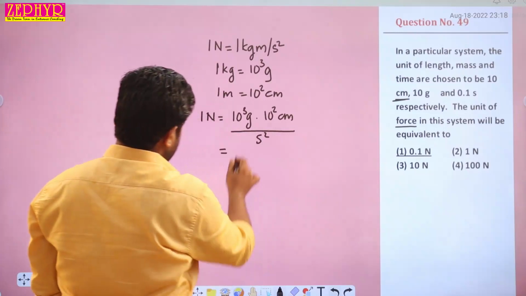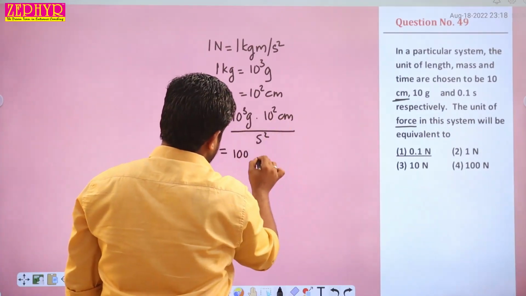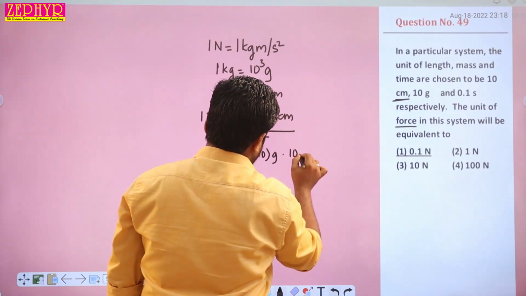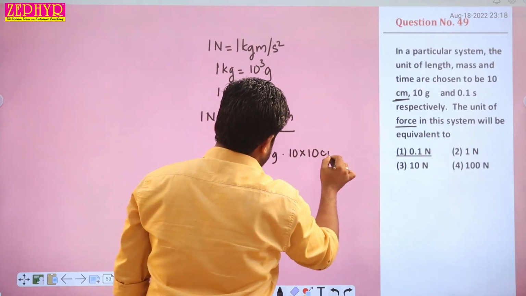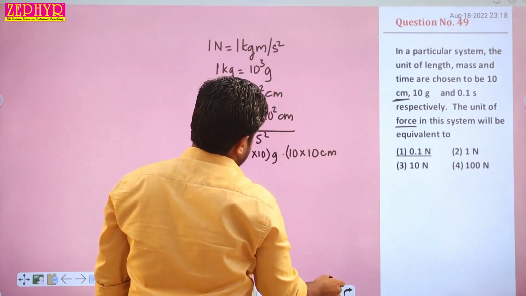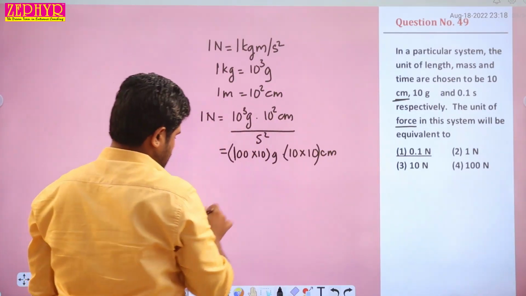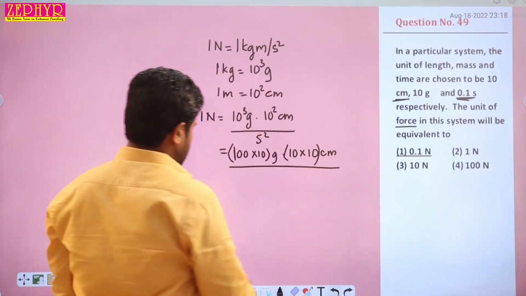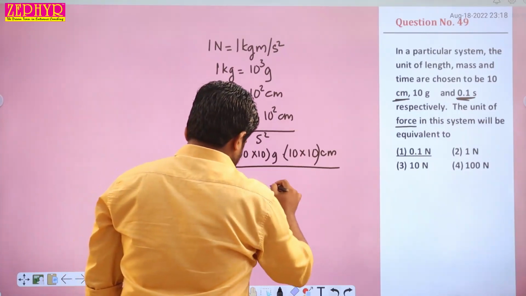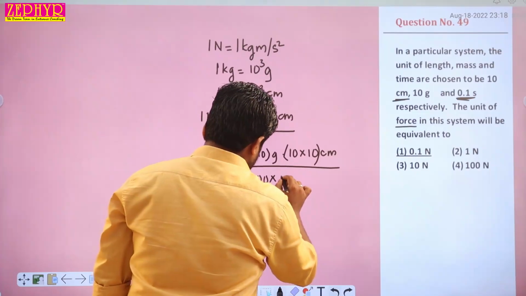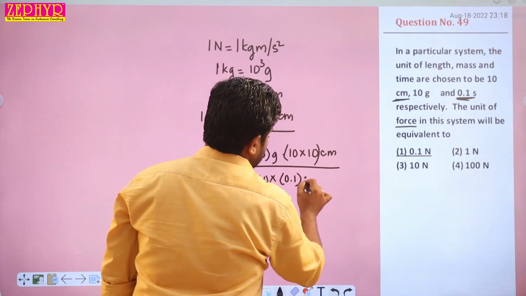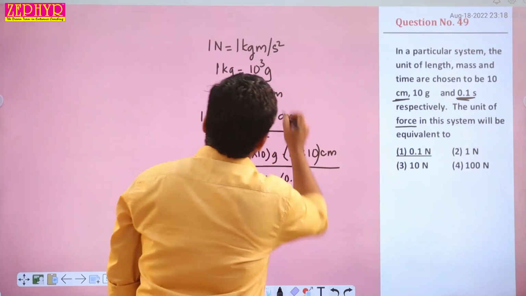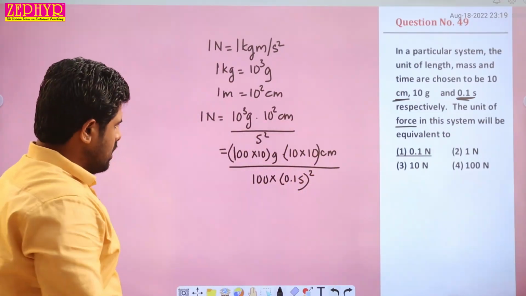Now I rearrange this as 100 into 10 gram into 10 into 10 centimeter, all divided by the second in the form of 0.1 second. 0.1 second means it is equal to 100 into 0.1 second, and the power is 2. Clear?